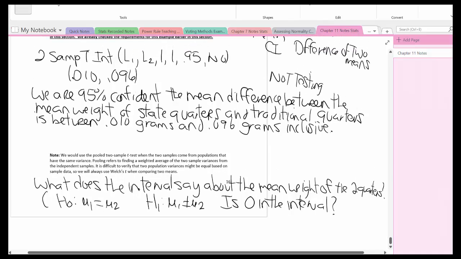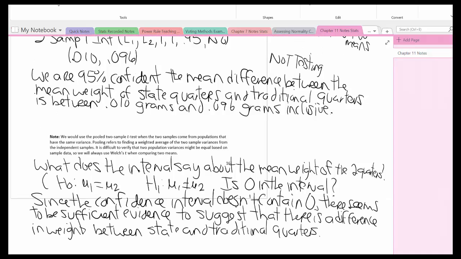So what can the confidence interval tell me about the mean weight of the quarters? Let me write that out now. Since the confidence interval doesn't contain 0, there seems to be sufficient evidence to suggest or conclude that there is a difference in weight between state and traditional quarters.